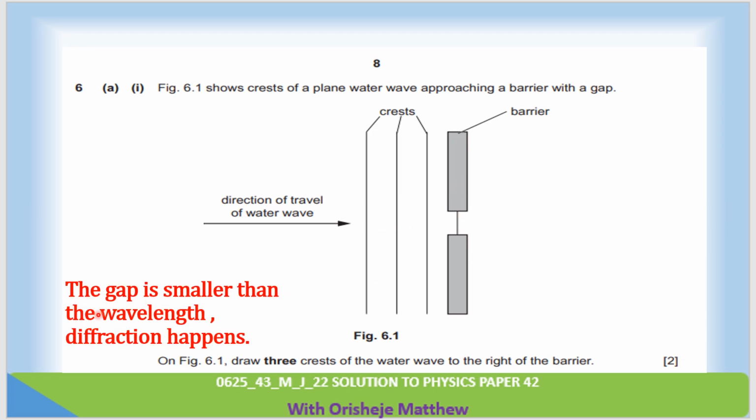The gap is smaller than the wavelength. So diffraction happens. But if the gap is bigger than the wavelength, there will be no diffraction. So since there is diffraction, they will spread across. So the wave is going to spread to the other side. But mind you, after diffraction, the wavelength remains the same. So whatever is the wavelength here must be the same wavelength here, the spacing.